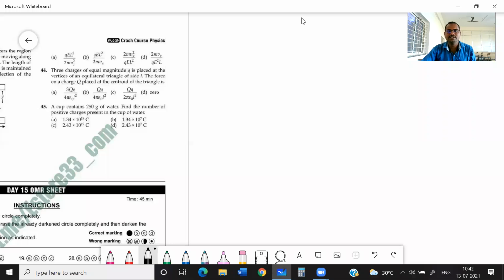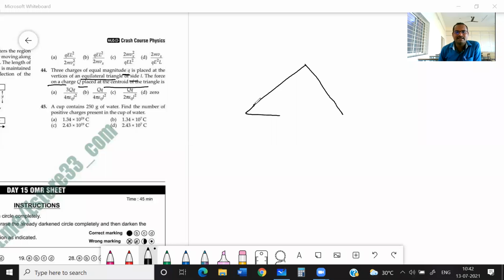Question number 44, students. Here they have given three charges of equal magnitude Q placed at the vertices of an equilateral triangle of side L. The force on a charge capital Q placed at the center of the triangle. It is a triangle, and they said that it is an equilateral triangle, so all the side lengths are equal, and three charges are placed at the three corners. Now at the centroid, capital Q is placed. On that, how much force will be there?